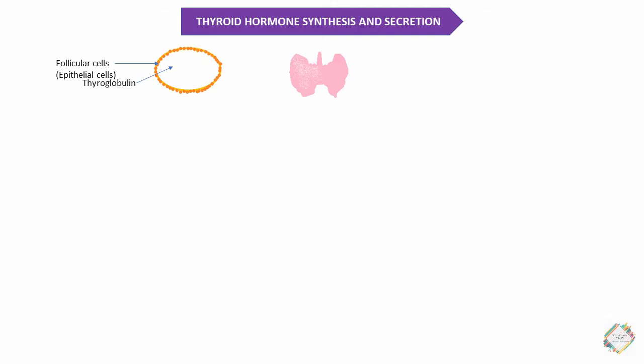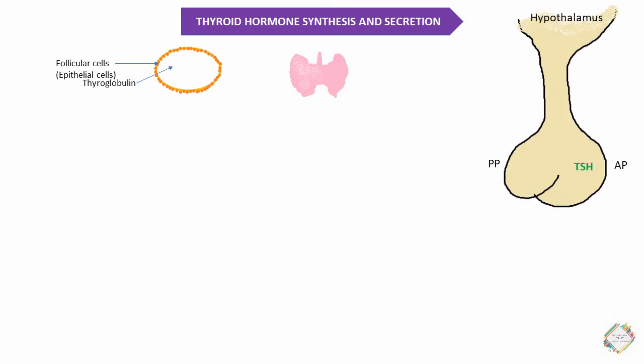The thyroid function is controlled by the thyroid stimulating hormone, also known as thyrotropin, TSH, which is synthesized by the anterior pituitary, which in turn is controlled by the hypothalamic thyrotropin releasing hormone. The TSH action is mediated by cAMP.